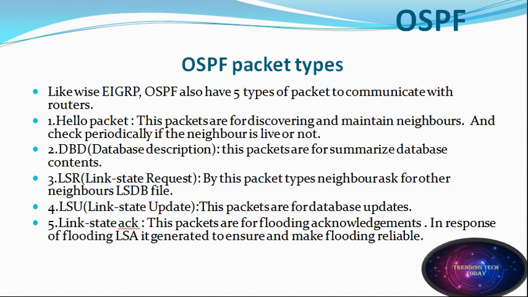Like EIGRP, OSPF also has 5 types of packets to communicate with routers. 1. Hello packet. This works exactly like EIGRP. These packets are for discovering and maintaining neighbors and checking periodically if the neighbor is live or not. The second packet type is DBD, database description. These packets are for summarized database contents.